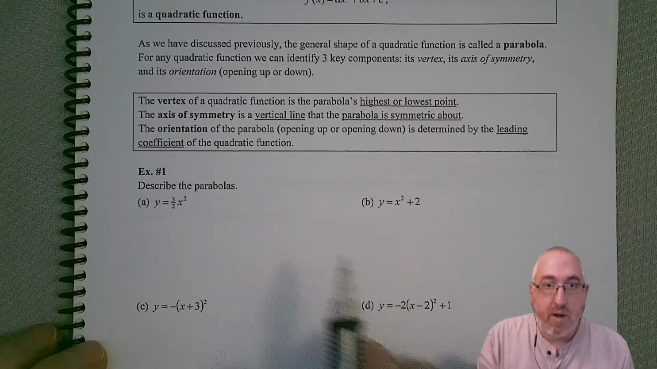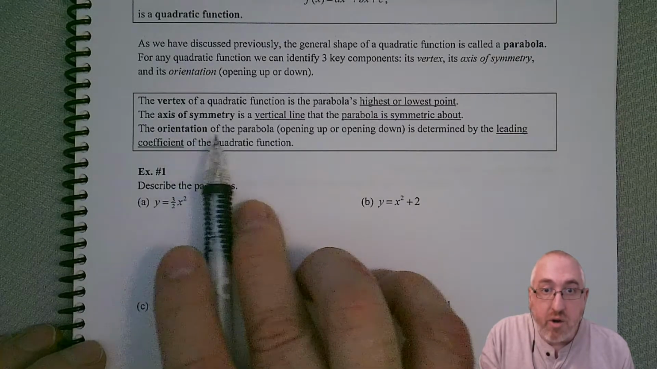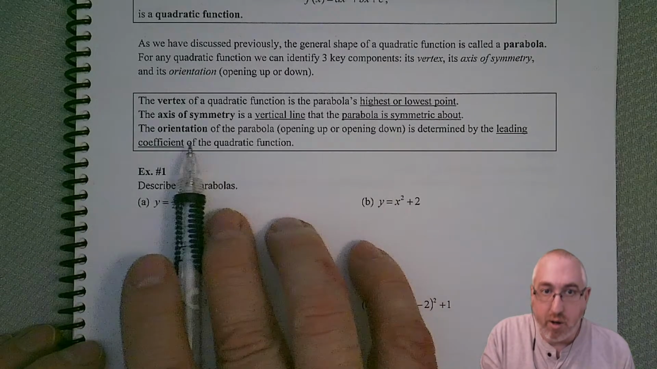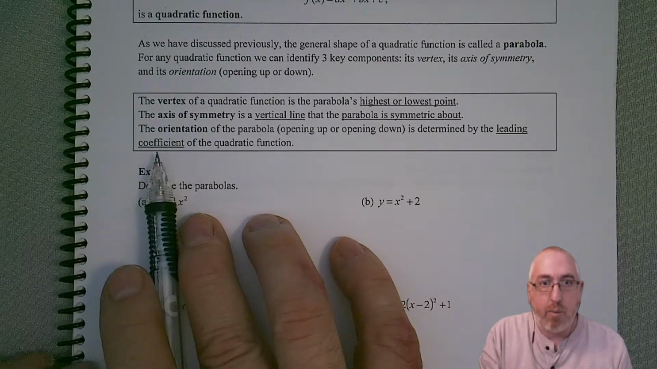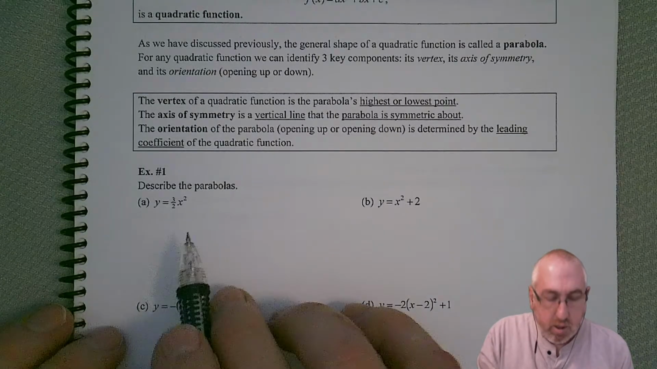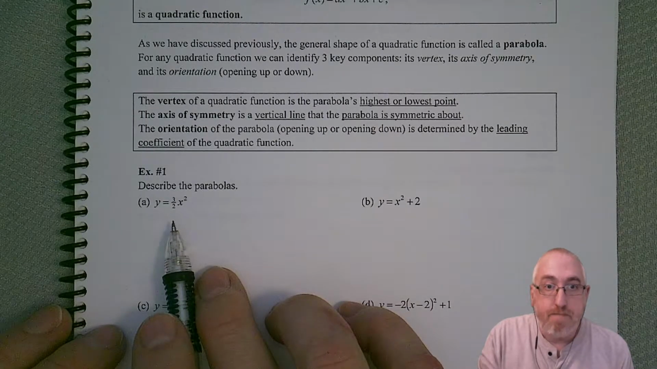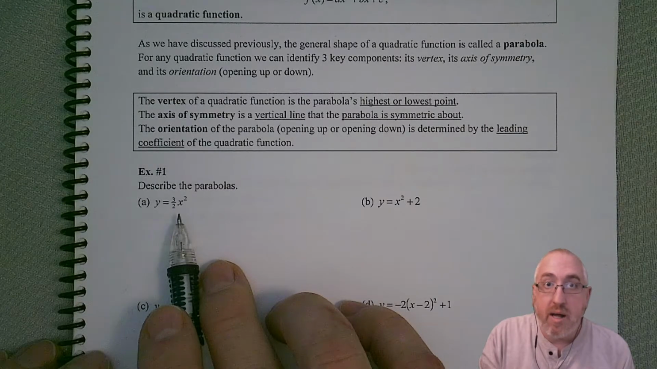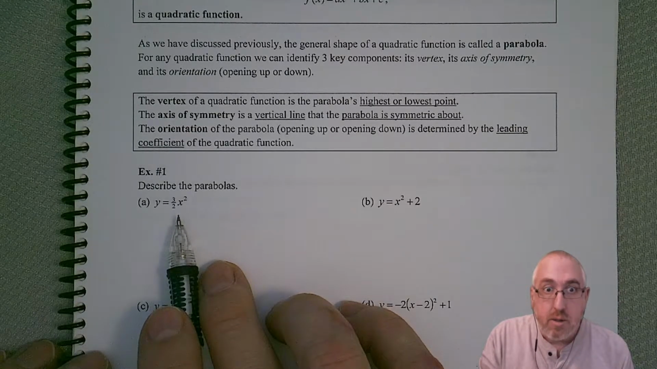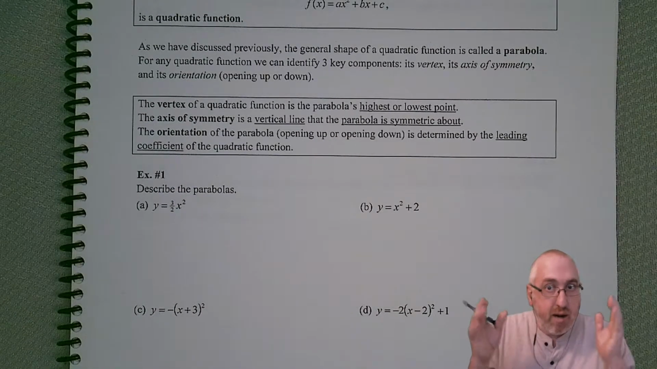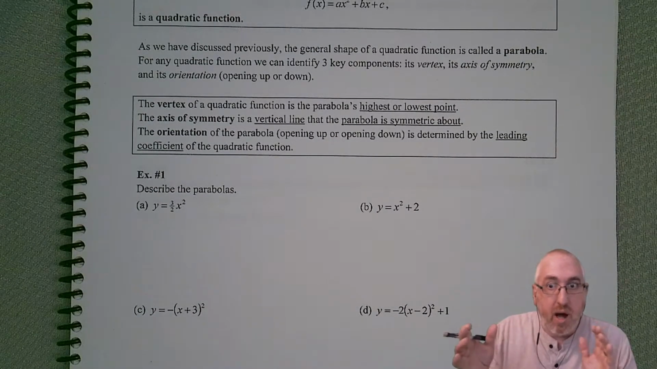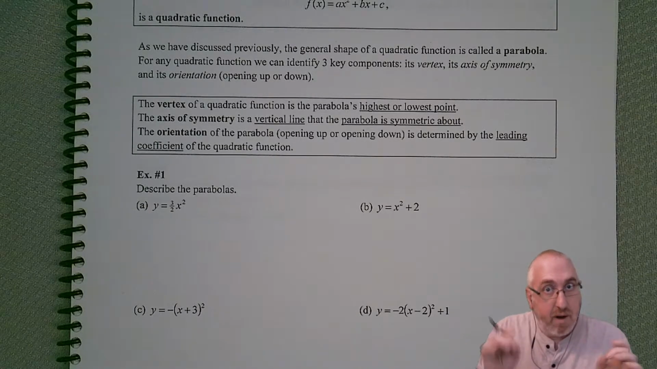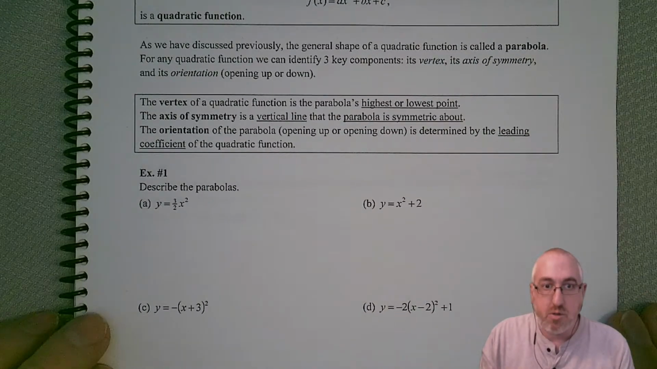So the one thing I will say though is, as far as the orientation, whether or not it opens up or opens down, is determined by the leading coefficient. So I'll talk more about that when we get into our examples. So looking at our first parabola, not very fancy, but where is its vertex? Now, try to think of it in terms of what we did with the lines and with the translations and all that stuff. That'll kind of fall in line with these examples as well.